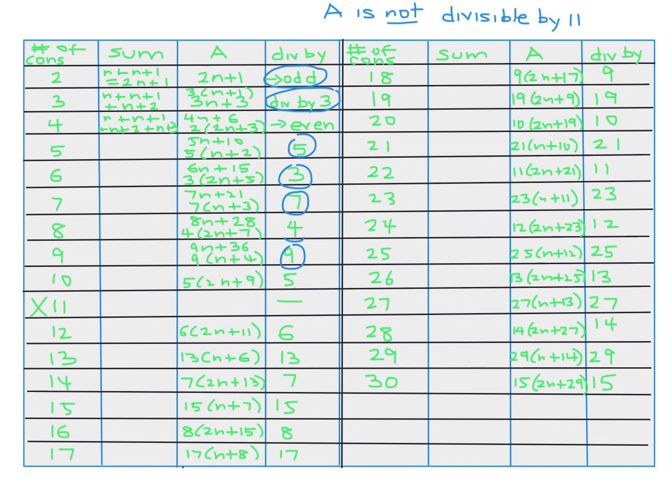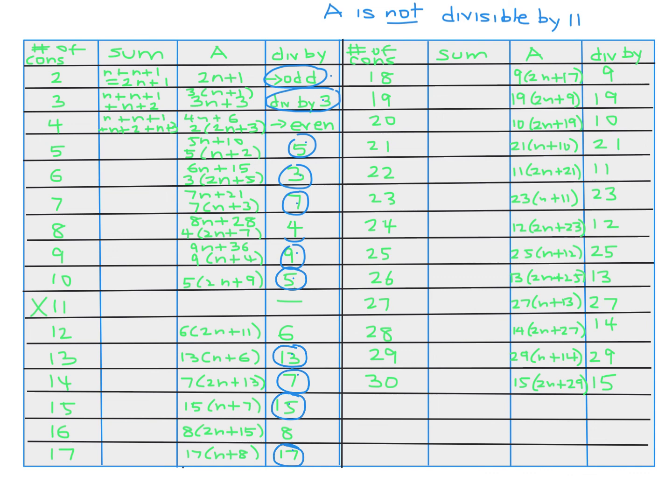9 is fine because 9 is odd. This 5 is fine. 6 is even, so I can't choose that. 13 is fine. This is fine. This is fine. 8, can't choose that. 17 is fine. How many do I have? 1, 2, 3, 4, 5, 6, 7, 8, 9, 10, 11. I've got 11. Okay, let's see if I can figure out what A is.